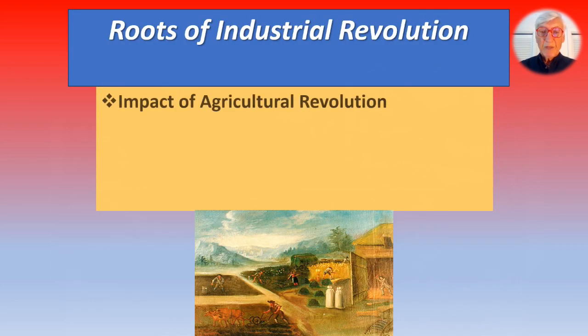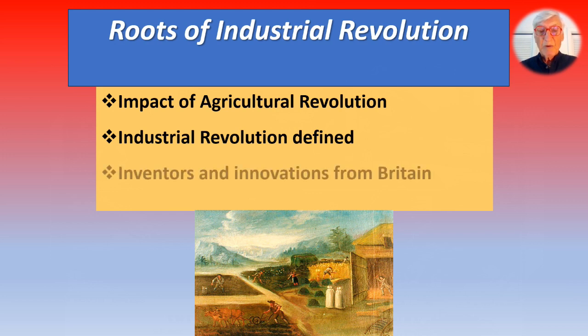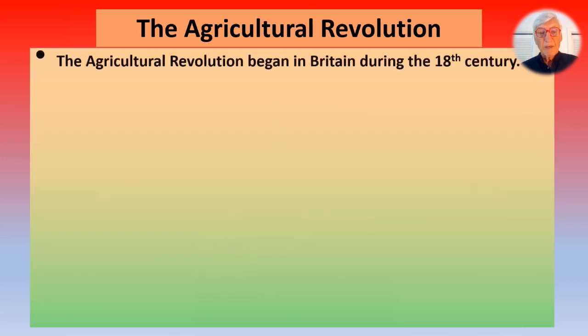The roots of the Industrial Revolution begin actually with the impact of the Agricultural Revolution. Then we're going to define this Industrial Revolution, take a look at some of the innovators and inventions from Britain, where it really began. The Agricultural Revolution began in Britain during the 18th century.